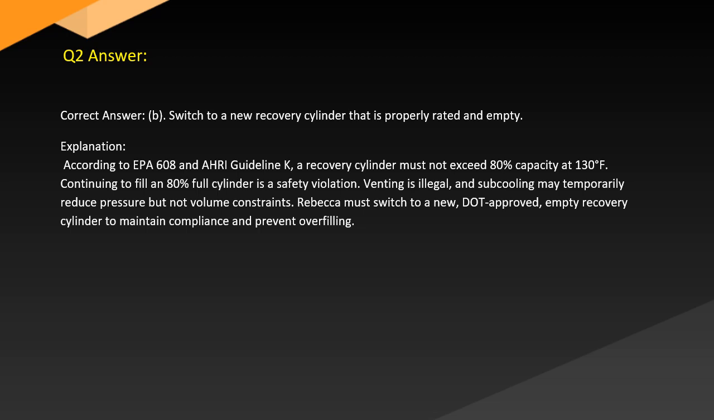Answer. Correct answer: B. Switch to a new recovery cylinder that is properly rated and empty. Explanation. According to EPA 608 and industry guidelines, a recovery cylinder must not exceed 80% capacity at 130°F. Continuing to fill an 80% full cylinder is a safety violation. Venting is illegal, and subcooling may temporarily reduce pressure but not volume constraints. Rebecca must switch to a new recovery cylinder to maintain compliance and prevent overfilling.